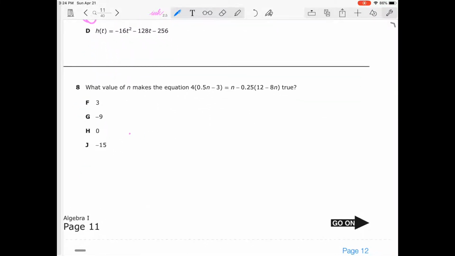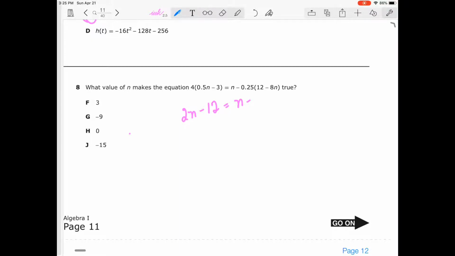Number 8, you're quite simply just solving. We're distributing. So we have 0.5 times 4 will give me 2. So that becomes 2n minus 12 is equal to n minus 0.25 times 12.